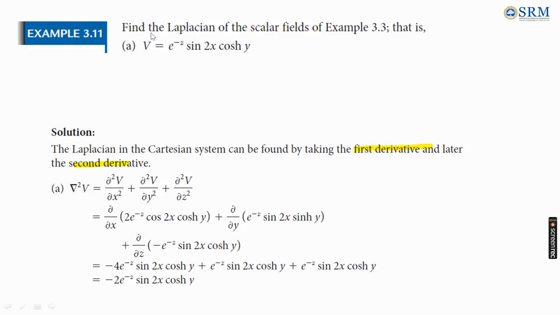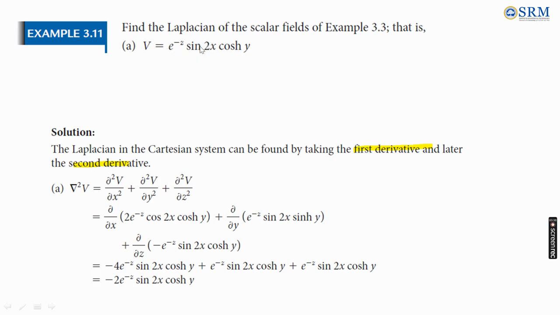Now, how to find the Laplacian of a given scalar field. Here in this problem, scalar field V is given in terms of x, y, z. So to find the Laplacian, it's a Cartesian coordinate system, right? We have to take the first derivative, okay? Then only we have to take the second derivative. So del square V, how can I write? It is dou square V by dou x square plus dou square V by dou y square plus dou square V by dou z square. That means dou by dou x of dou V by dou x. So first I will find dou V by dou x.